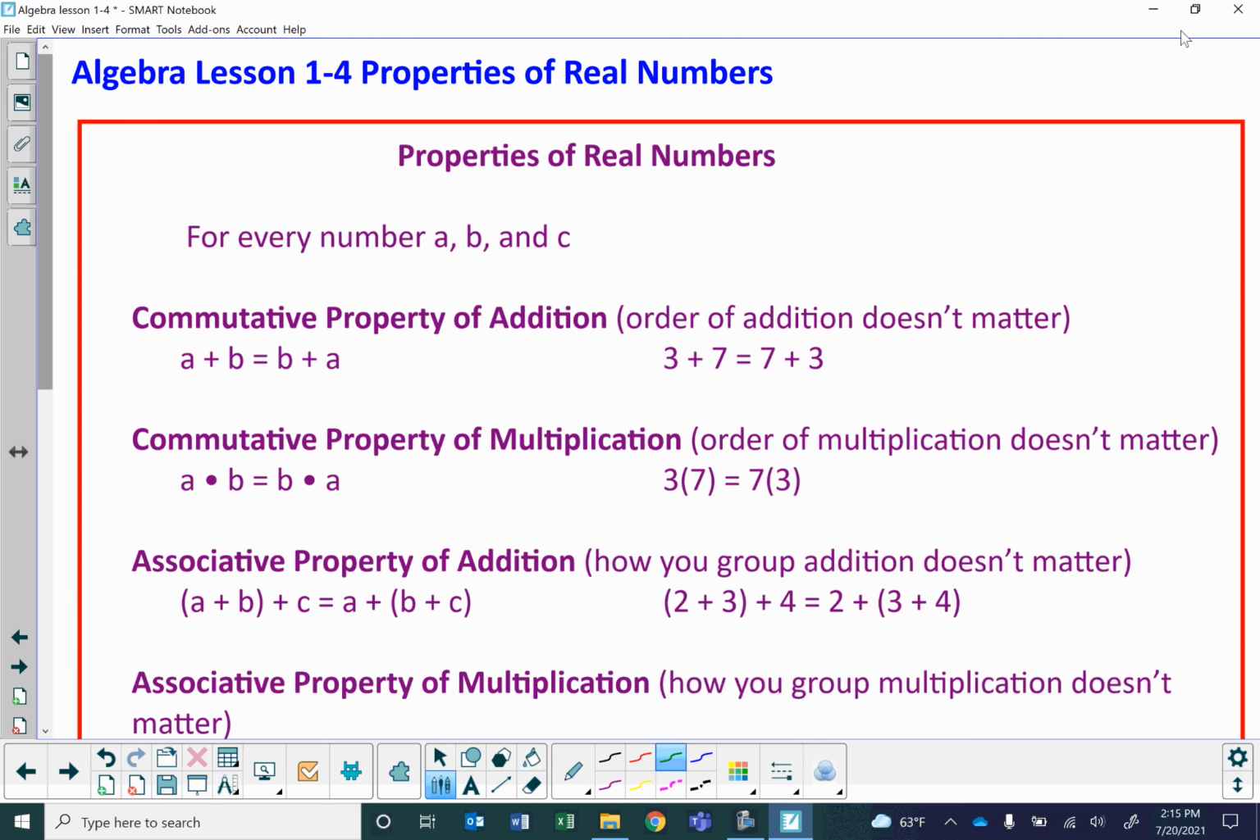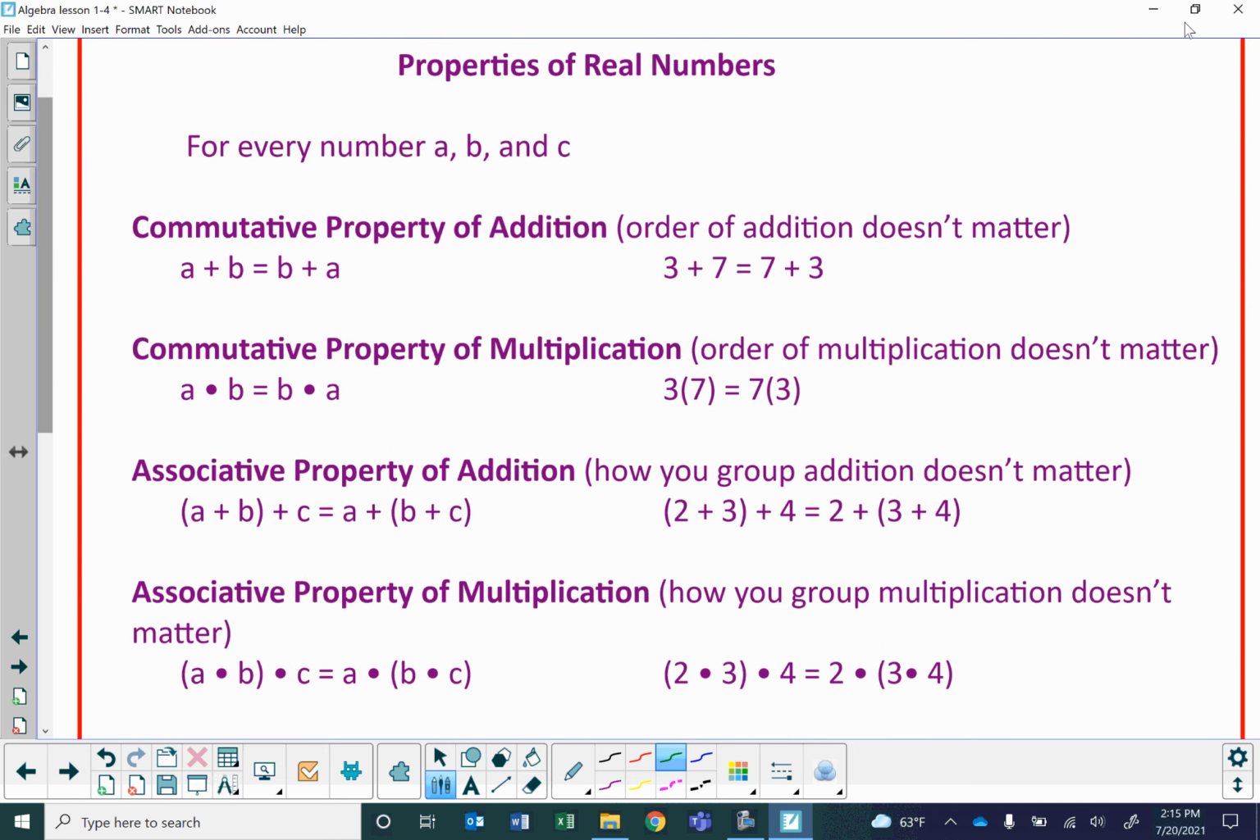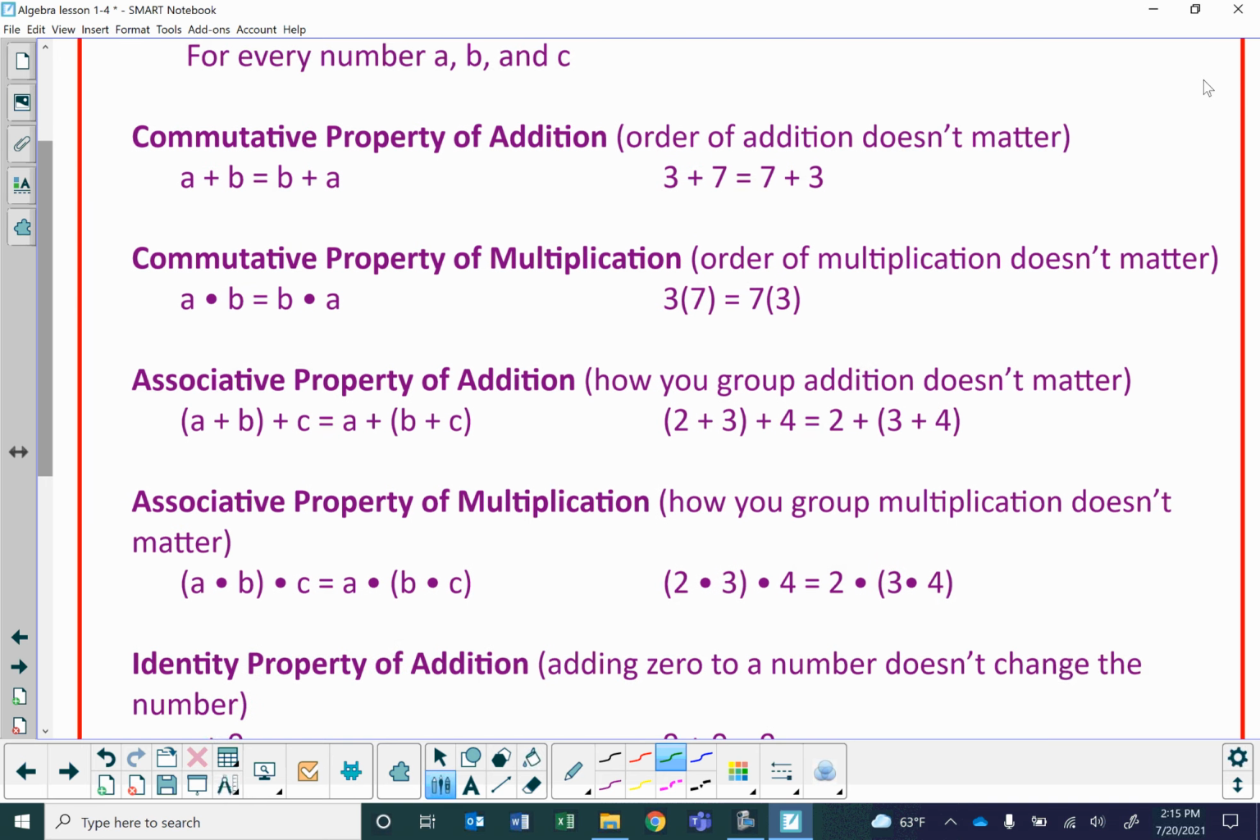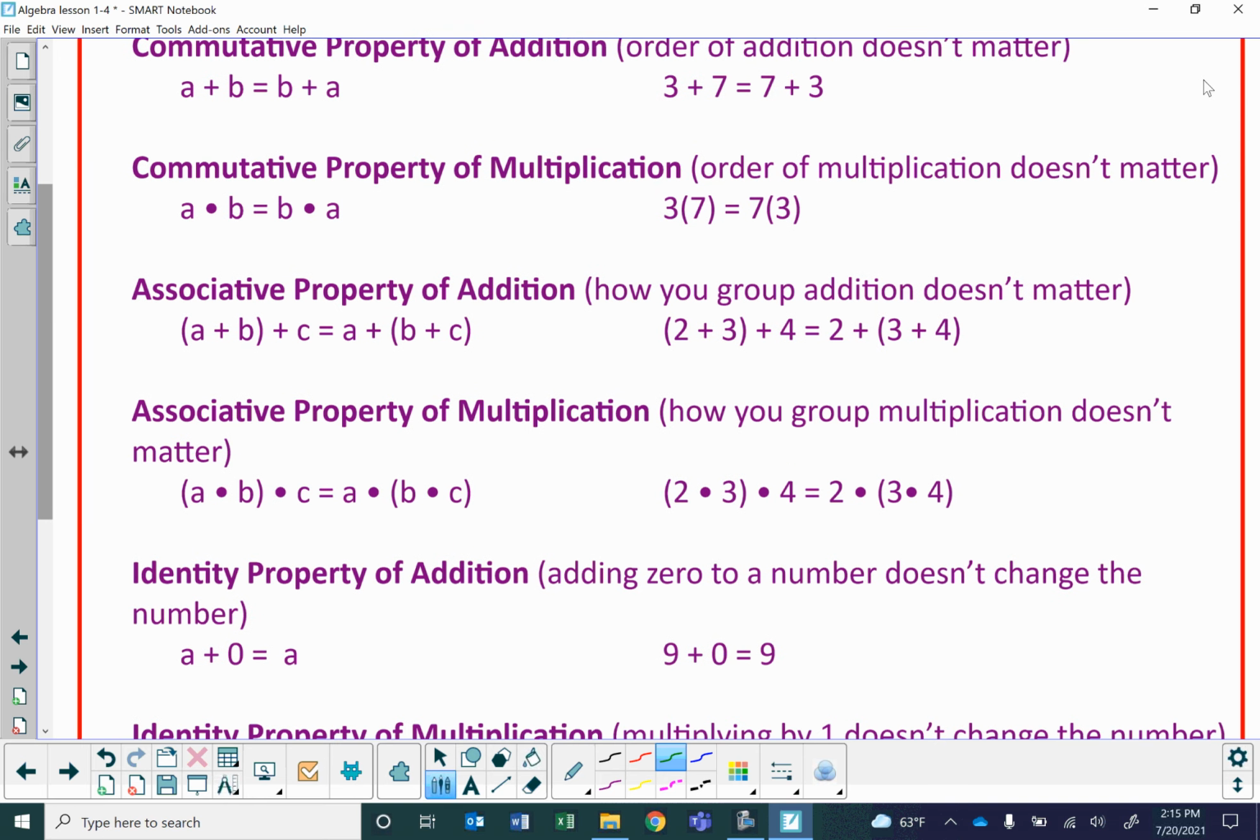The associative property has two parts to it, the associative property of addition and the associative property of multiplication. The associative property of addition says how you group addition does not matter. What numbers you put in parentheses doesn't matter. For example, if I have 2 plus 3 in parentheses plus 4, that's still going to equal 9, whether or not I have 3 plus 4 in parentheses, which would be 7, plus 2 also equals 9. There's also the associative property of multiplication. How you group multiplication doesn't matter.